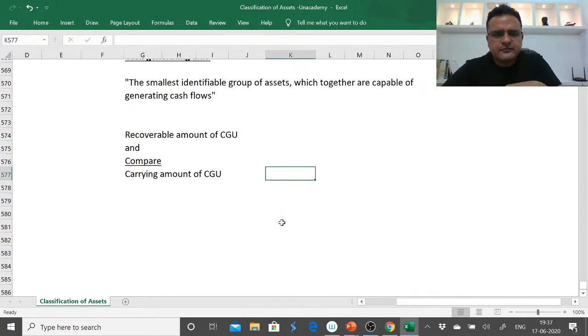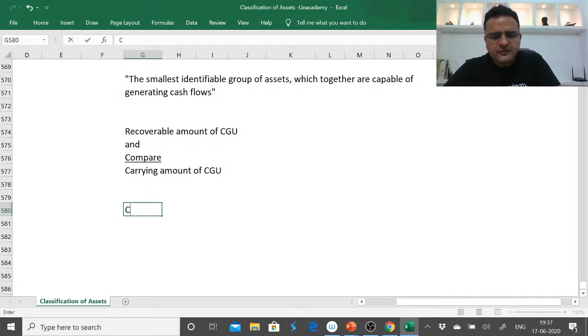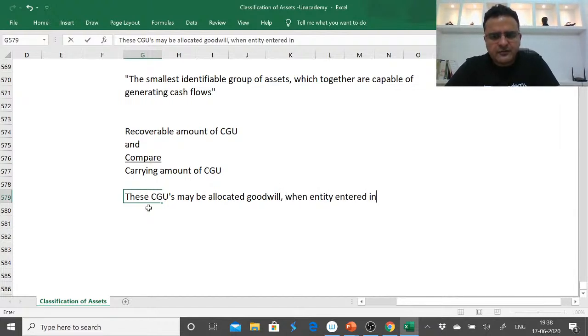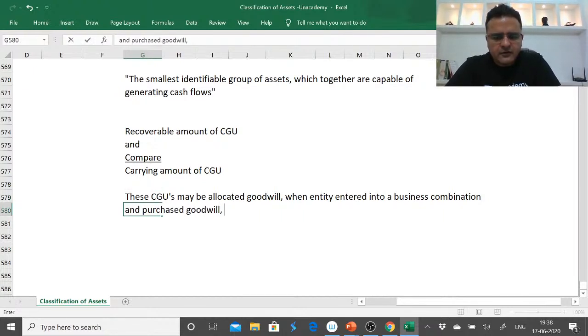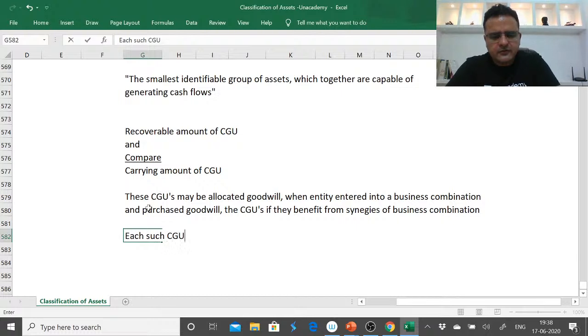Now these CGUs may be allocated goodwill when an entity entered into a business combination and purchased goodwill. So the CGUs, if they benefit from synergies of business combination, each such CGU is also allocated goodwill.